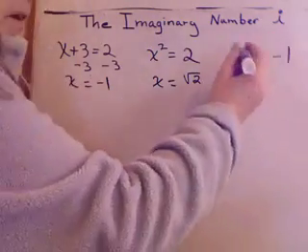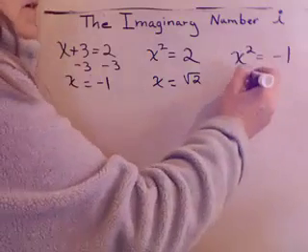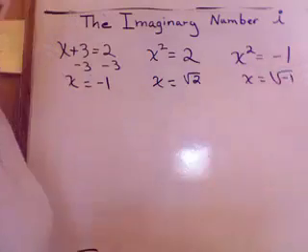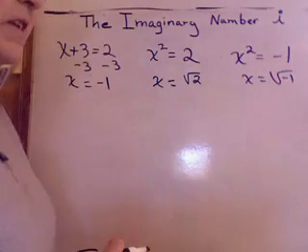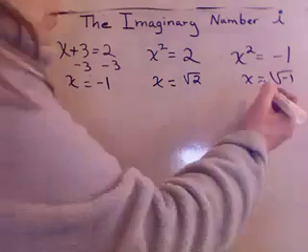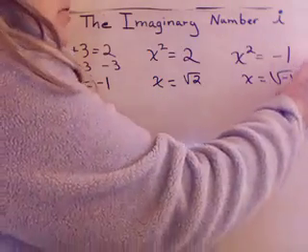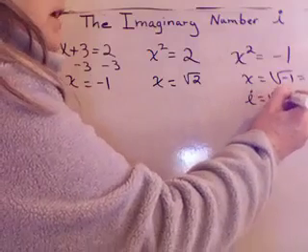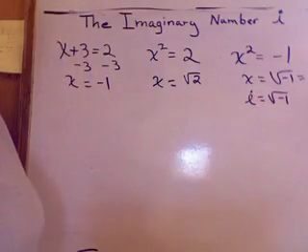How do you solve that? Well, if you take the square root of it, you get x equals the square root of negative 1, and you can't really even get an answer for that. So we defined that as an imaginary number. So the imaginary number i stands for the square root of negative 1. And we're going to start using that.